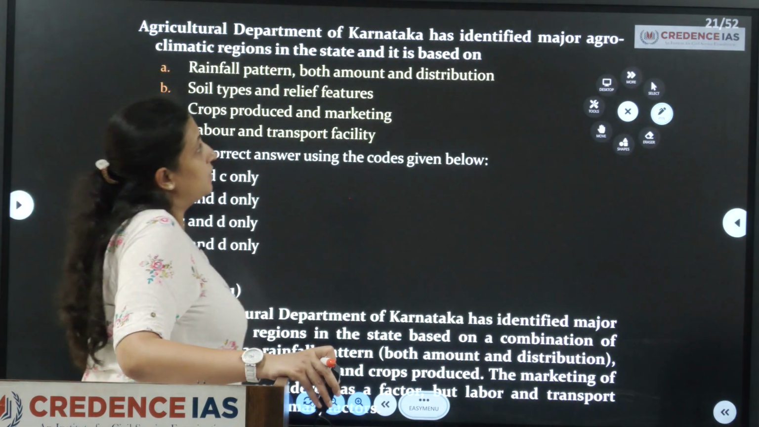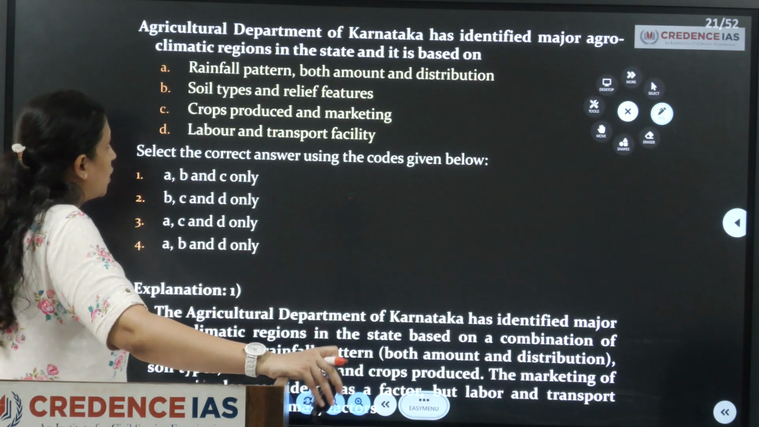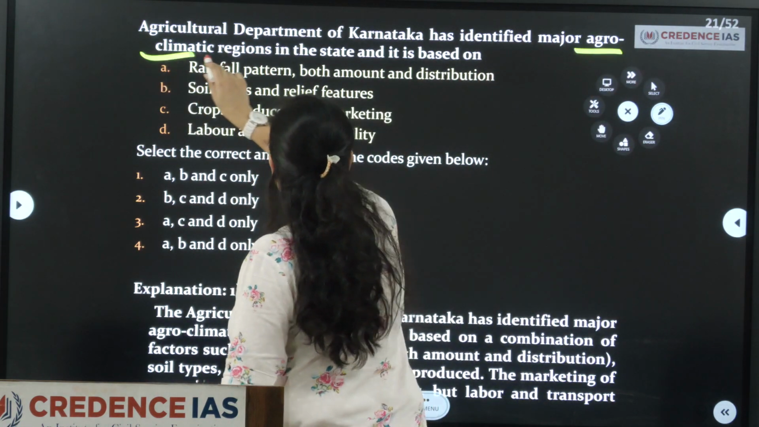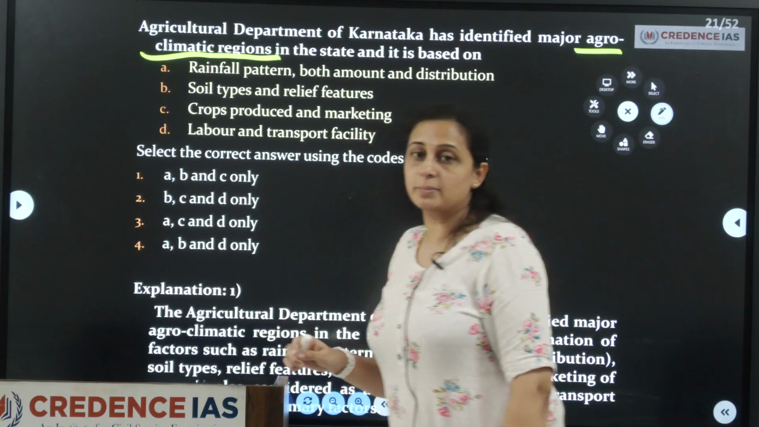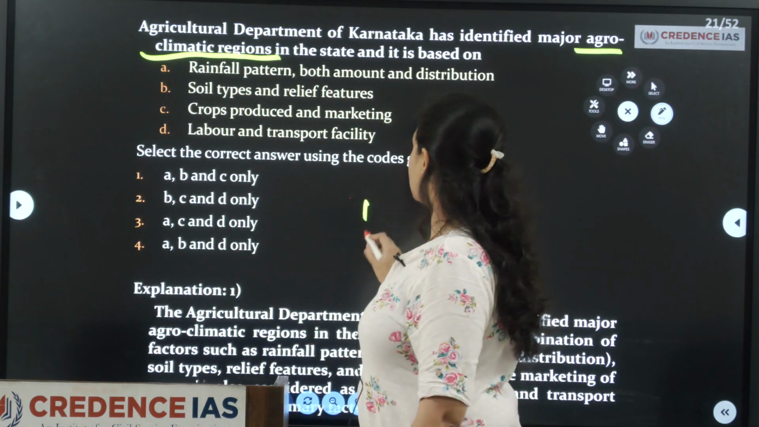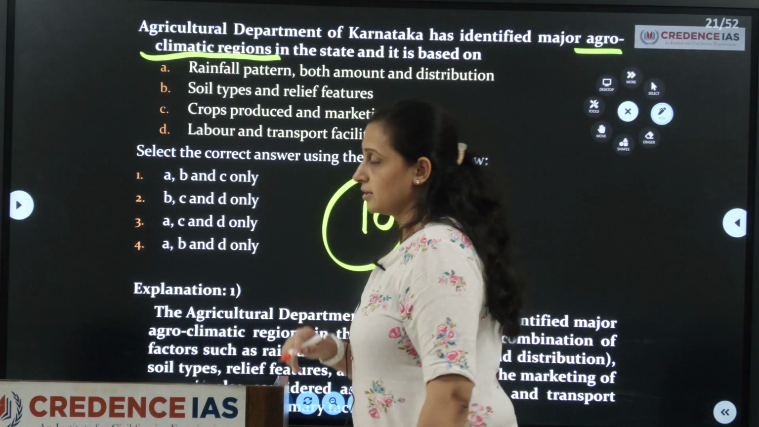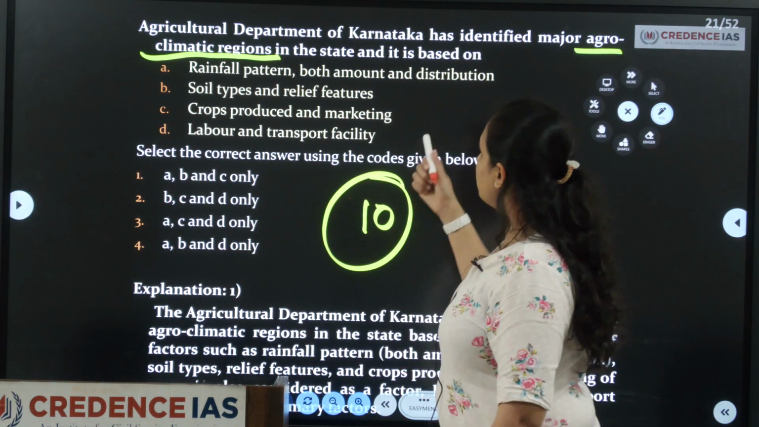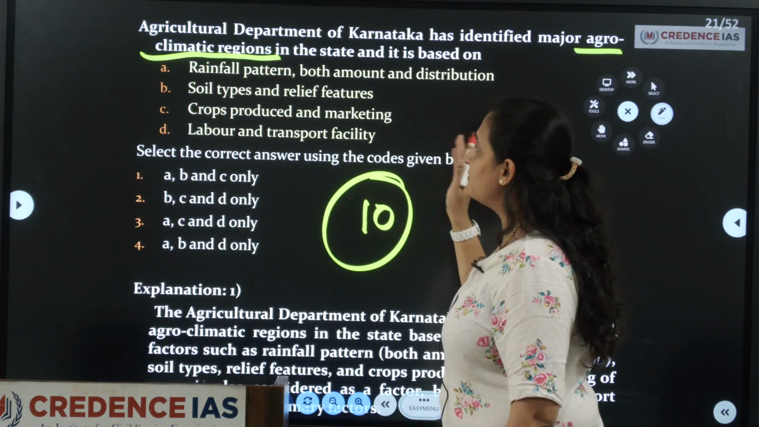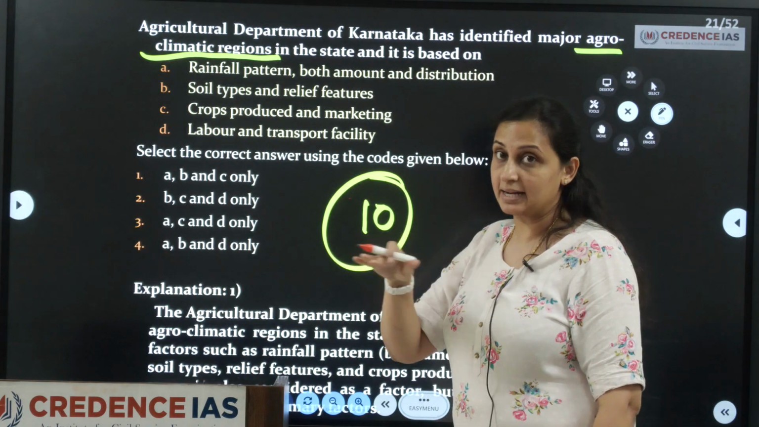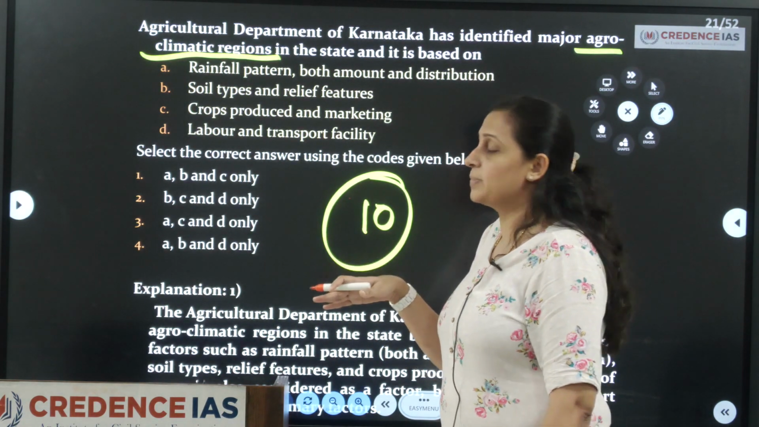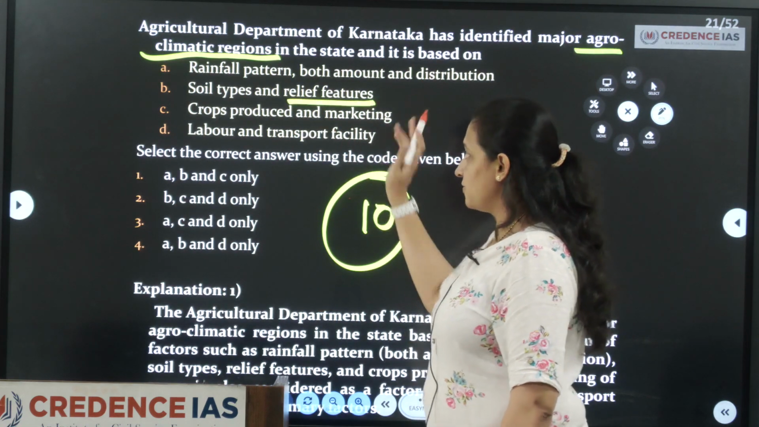The Agricultural Department of Karnataka has identified major agroclimatic regions in the state. On what basis has the Agricultural Department divided the state into different agroclimatic regions? In total there are 10 agroclimatic regions in Karnataka. The basis includes rainfall pattern, both amount and distribution, soil types and relief features. Relief in the sense, is it plain land, a Malnad area, a hilly area, or a coastal plain? So that describes the relief features.